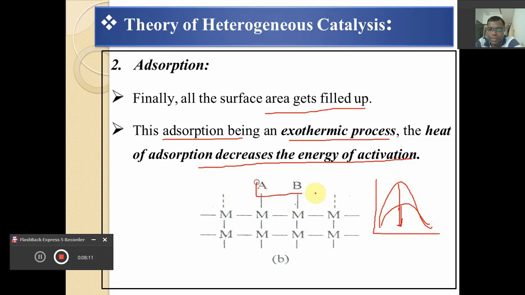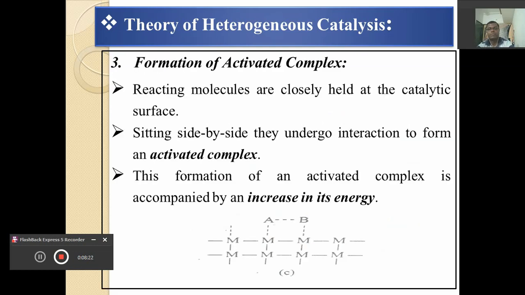Here you can see this A and B are the reactants, which get adsorbed on the surface of the metal catalyst at the active centers, or at the free valency center. Once they get adsorbed on the surface of the metal catalyst, they form a complex, and that complex is called the activated complex. These adsorbed reactive molecules are closely held at the catalytic surface, at the free valency center site. Sitting side by side, they undergo interaction with the catalyst to form an activated complex.